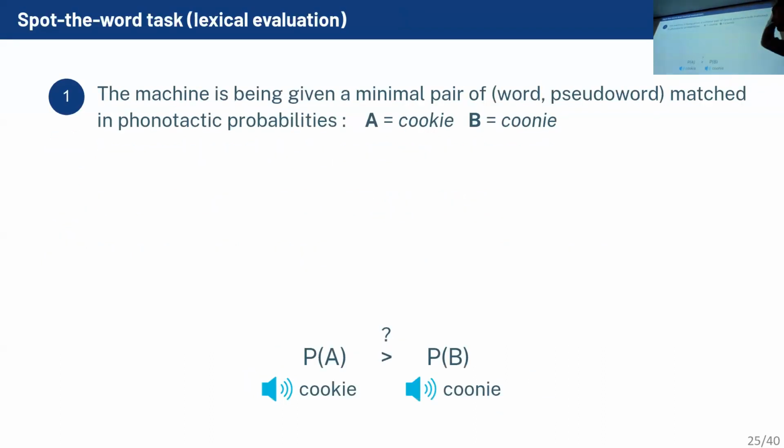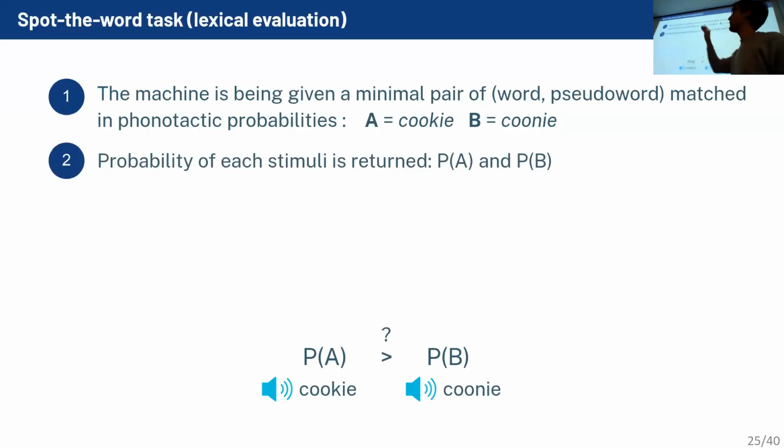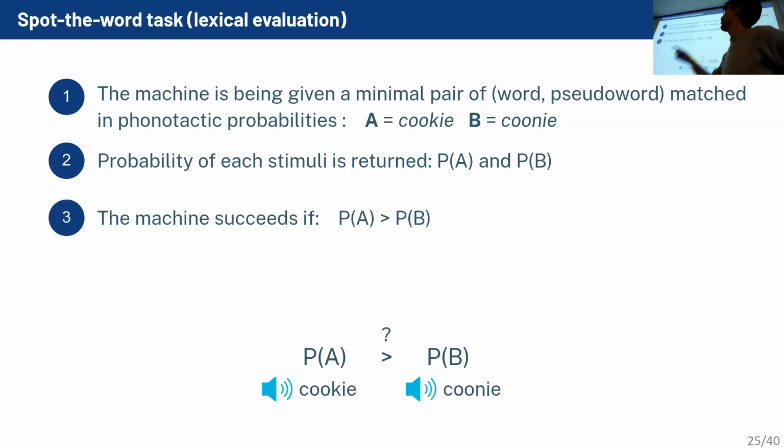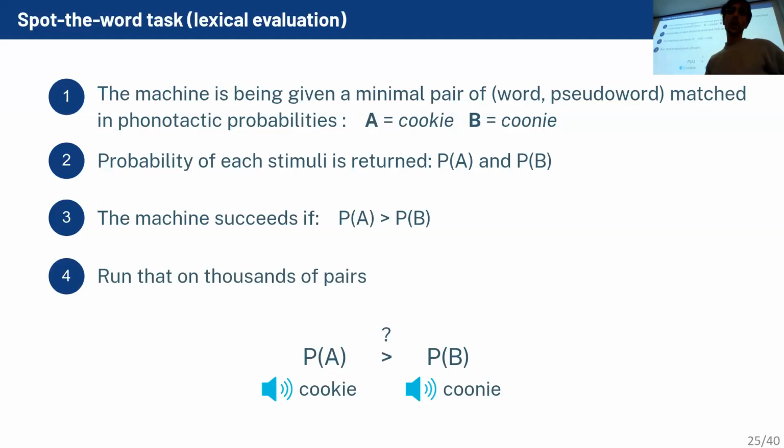About the spot the word task. In this task, the machine is given a word, a real, let's say, English word, and a pseudoword that sounds like a word that has been matched in phonotactic probability. For instance, cookie, a real English word, and kuni, which is not a word in English. We compute the probability of each of the stimuli, and the machine succeeds if the probability associated with the real word is higher than the probability associated with the pseudoword. And again, we run this procedure on thousands of pairs in either English or French.